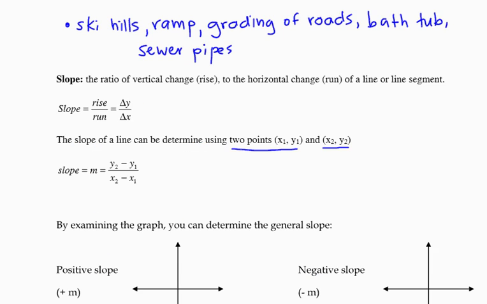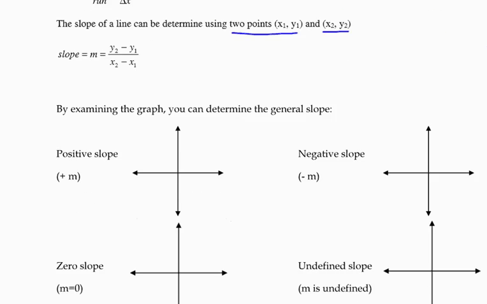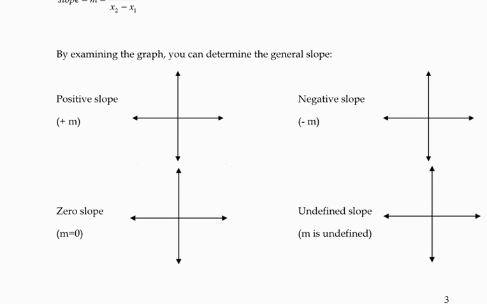Okay, so back to an example. By examining the graph, you can determine the general slope. So what does a positive slope look like? Going up to the right. Yeah, it rises to the right.